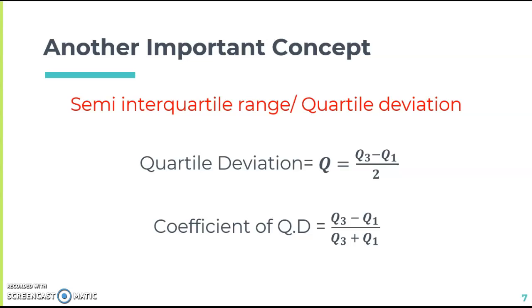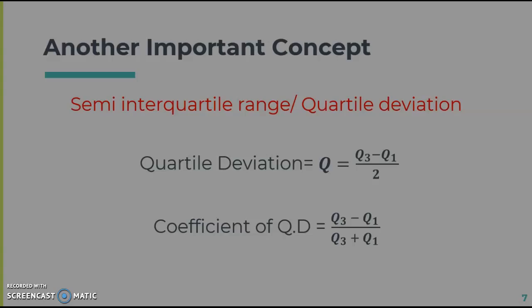I have just explained how to find out Q1, Q2 and Q3. Once you get Q1 and Q3, you can put the values and find out the answer for quartile deviation and coefficient of quartile deviation.